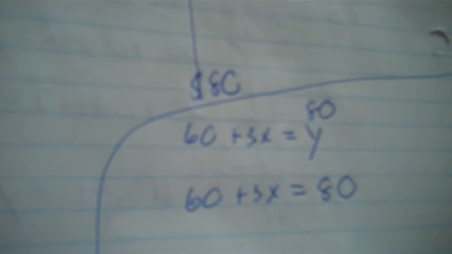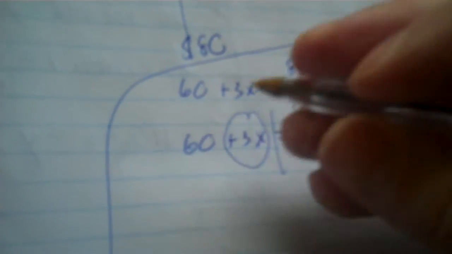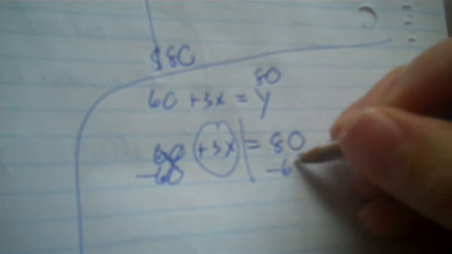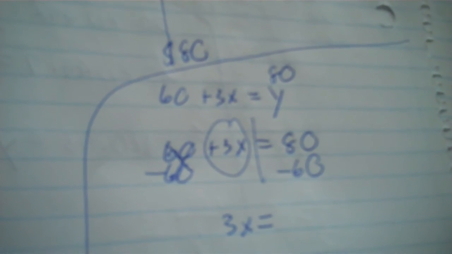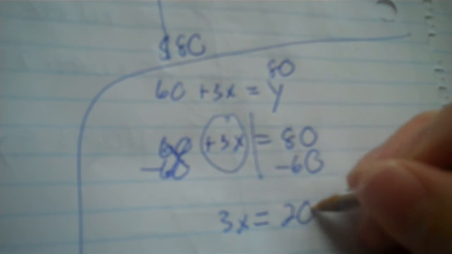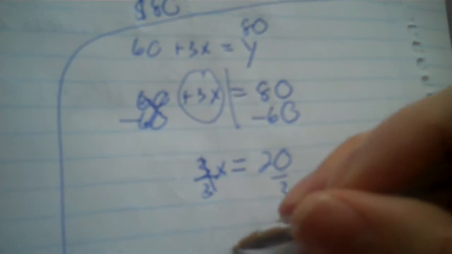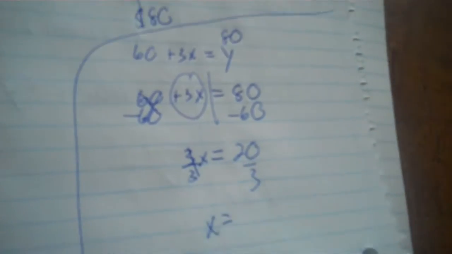Okay, now you need to solve for the X. You have to get the X by itself, okay? So you need to minus the 60. So 3X equals 20, okay? And then divide by 3. So when I divide 20 by 3, I get that, so I'm just going to put 7, okay? So 7 hours.